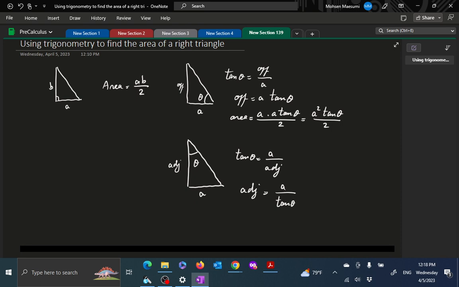And then the area becomes the product of A and adjacent, which is going to be A squared divided by tangent of theta. And then I have to divide by 2.